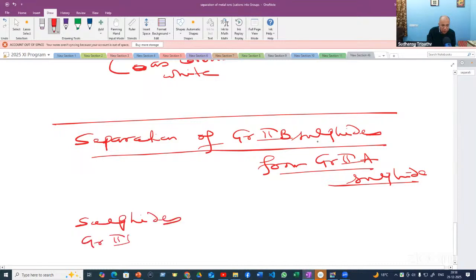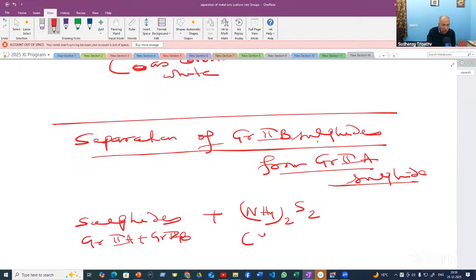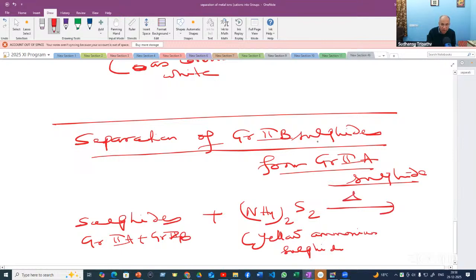Group 2A and 2B sulfides together, then add yellow ammonium sulfide, which is a polysulfide. Usually we take the symbol as S2. It can be S3, S4. This is yellow ammonium sulfide, which is a polysulfide. If it is disulfide, sulfur is -1. Trisulfide, -2/3, and so on. A yellow ammonium sulfide solution looks yellow. Heat it, boil it for some time, and you will get soluble.